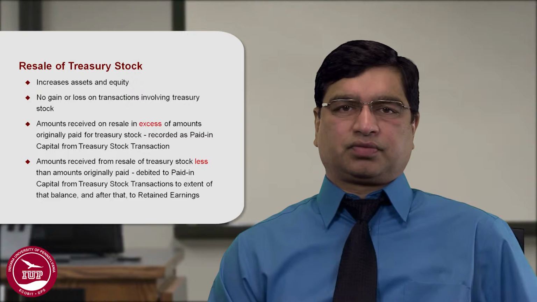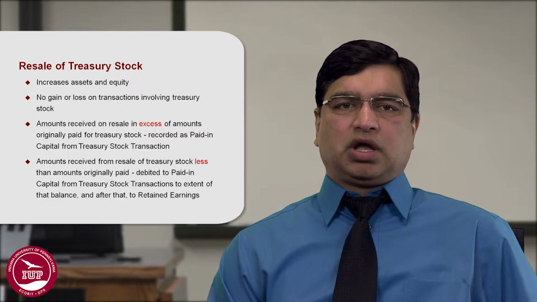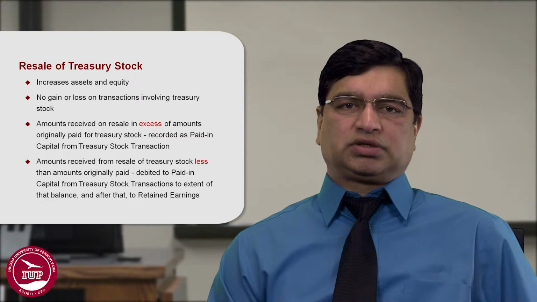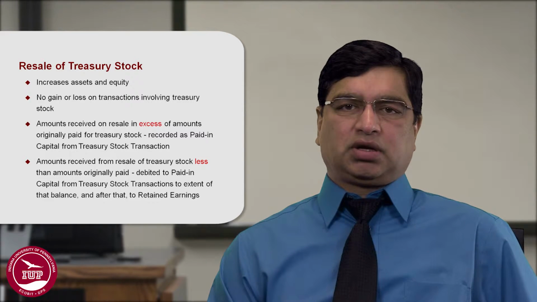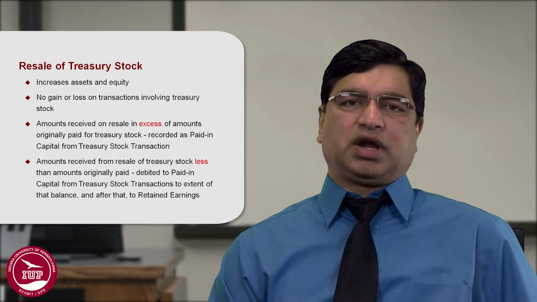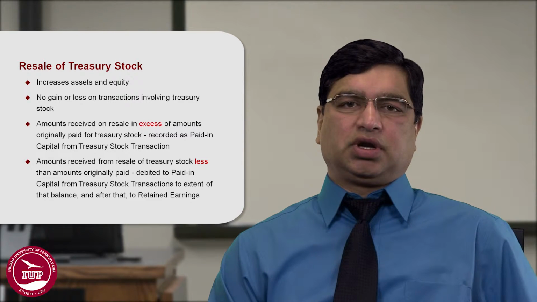Now, when the amount of cash on resale is less than what was originally paid, it is debited to the paid-in capital from Treasury stock to the extent of that balance, and after that it is charged to the retained earnings.